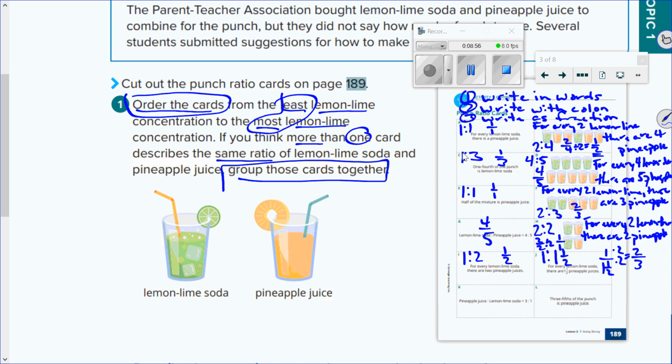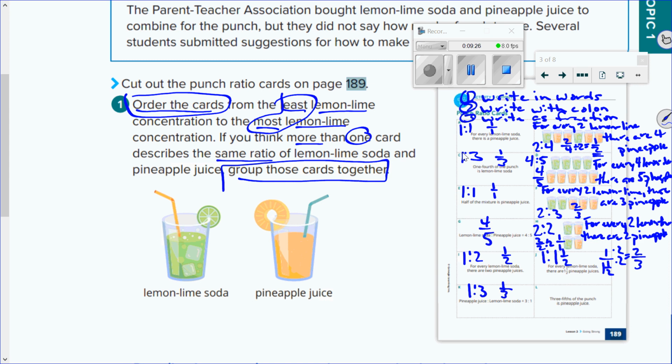Okay, it says pineapple juice to lemon juice is 3-to-1. But how are we doing our ratio, guys? Which part goes first? Lemon lime. What did they list first? Pineapple. So for our purposes, we need to switch that so that we can do our comparison of lemon lime to pineapple. Should be 1/3.